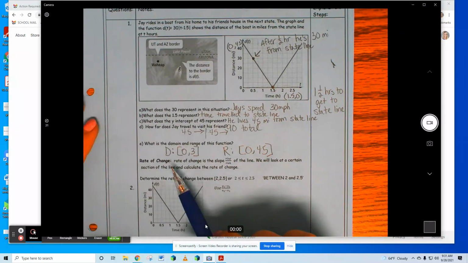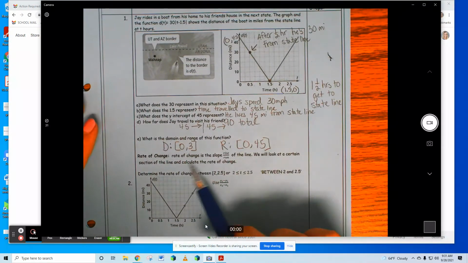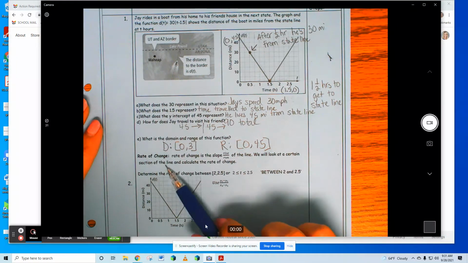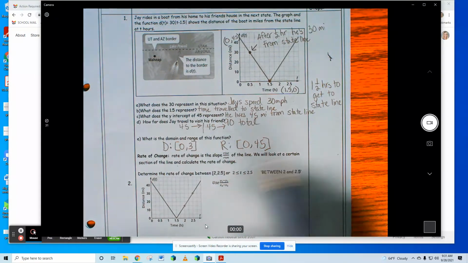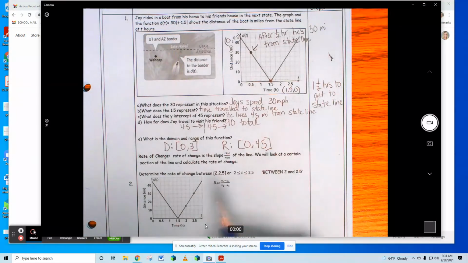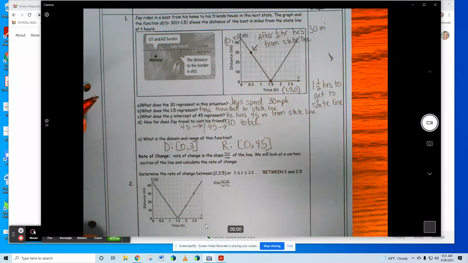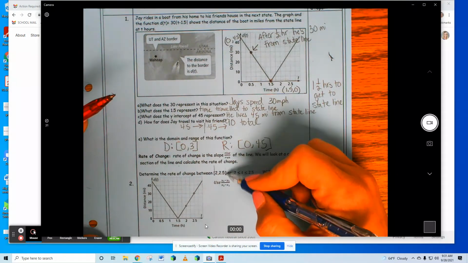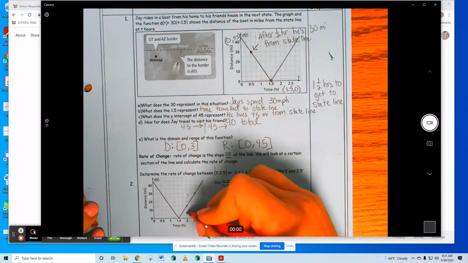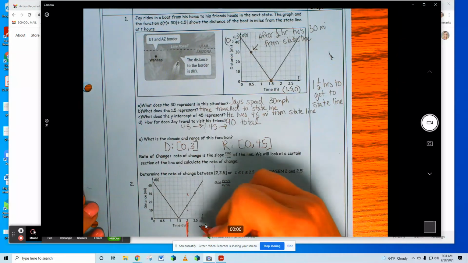Let's now talk about rate of change. Rate of change is the slope, the rise and run of a line. We will look at a certain section of the line. So I'm going to give you a little boundary line, and I'm going to calculate the rate of change between that boundary line. Here's my boundary line. Between 2 and 2.5.